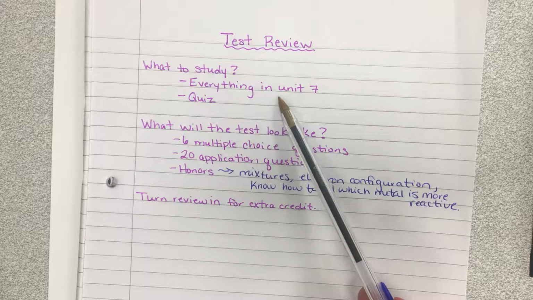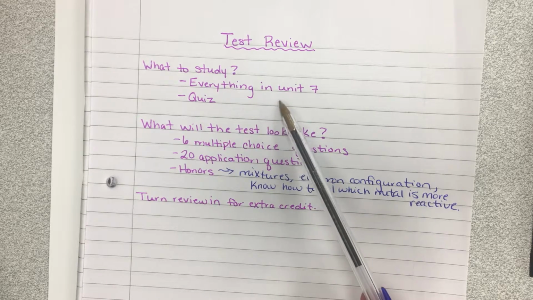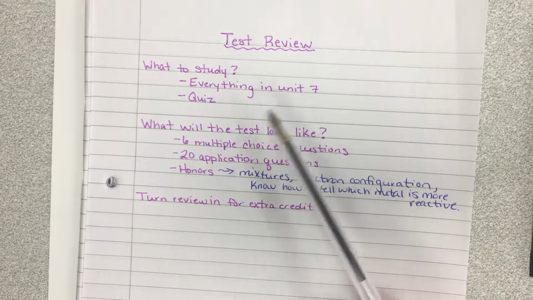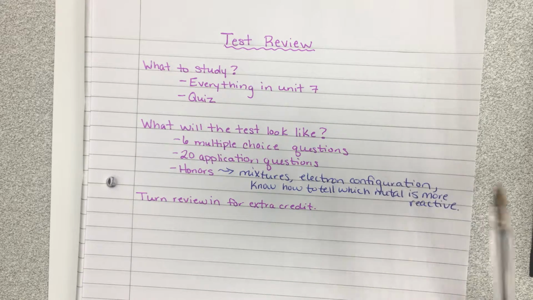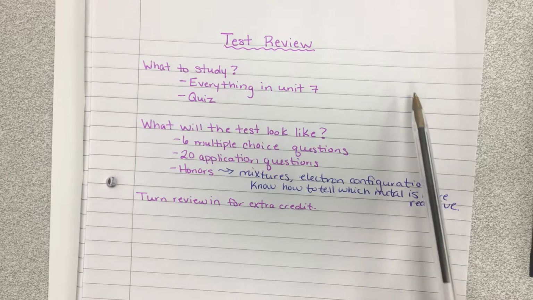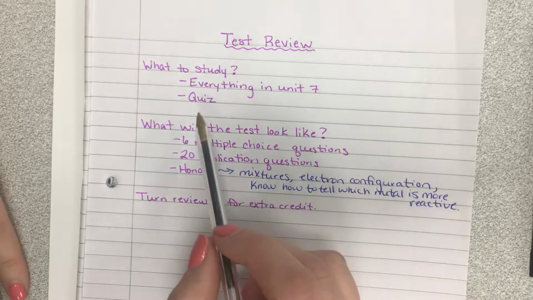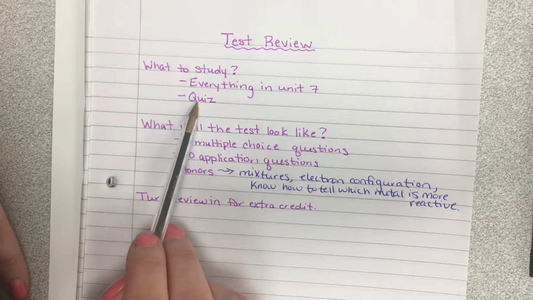So there are 5 PowerPoints. Each PowerPoint has about 5 slides. So I suggest you go through each one of them and make sure you know the vocabulary words, how to do the processes of the 5 types of reactions, and how to bring down formula to name and balance the equations. So study everything in Unit 7 and study the quiz.